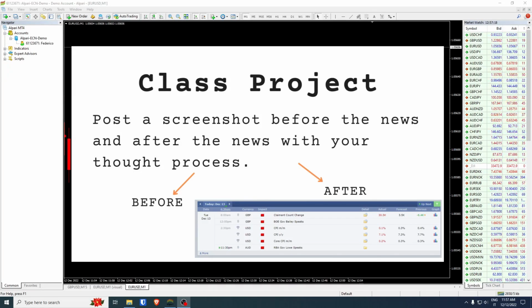Also learn from other students. So I think it's really a good thing to post your thought process, your before the news and after the news, even if you don't trade or even if you just trade with a demo account. I mean, it doesn't matter, just post it, so you will learn some things from me and from other students. I think it's a really cool thing to do.